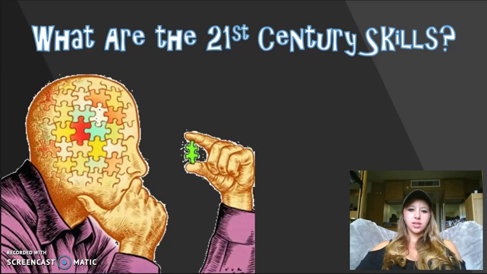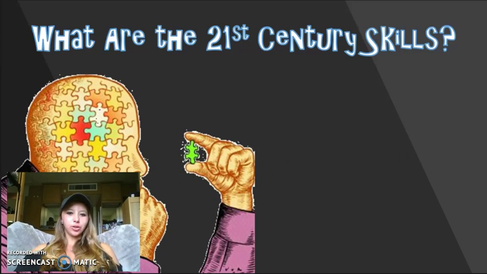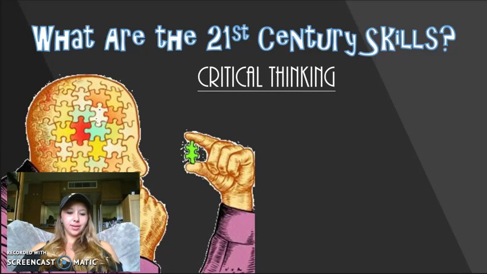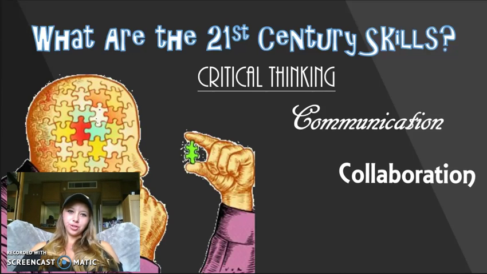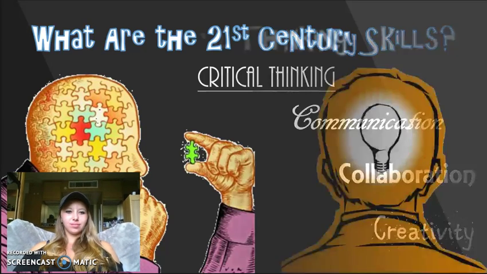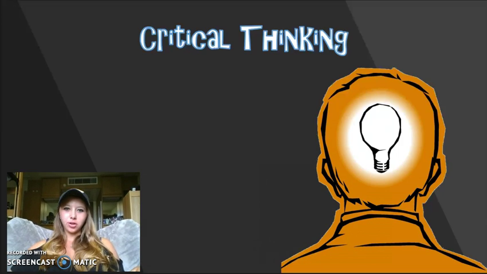The 4Cs, I'm going to move myself over here. The 4Cs include critical thinking, communication, collaboration, and creativity. The next one we're going to talk about is critical thinking. I'm going to move myself back over here.